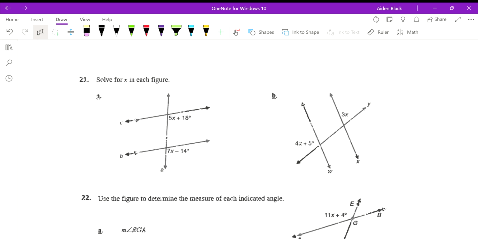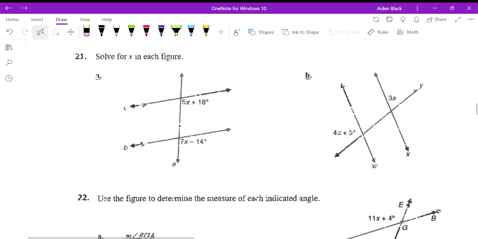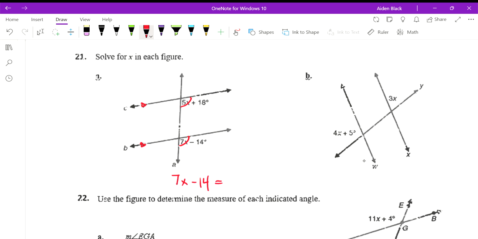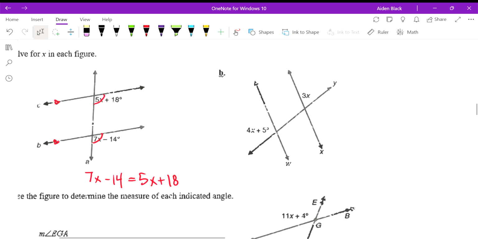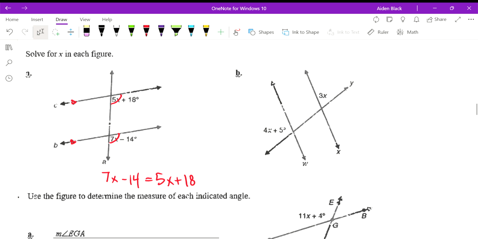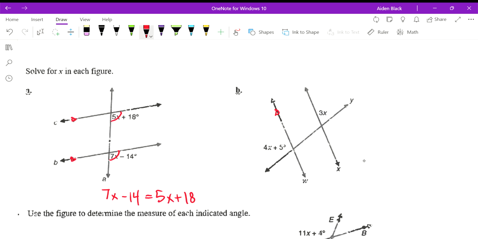This says solve for x in each figure. So as you look here, you see these lines are parallel, and therefore when you're looking at these two angles, you know that they are corresponding angles, and we know that corresponding angles are congruent. Okay, so you can set up this equation and then solve for x. When you're looking at these two lines, we actually don't know they're parallel. These should have this going on here. Otherwise, I would write not enough information to determine, but let's assume they're parallel.